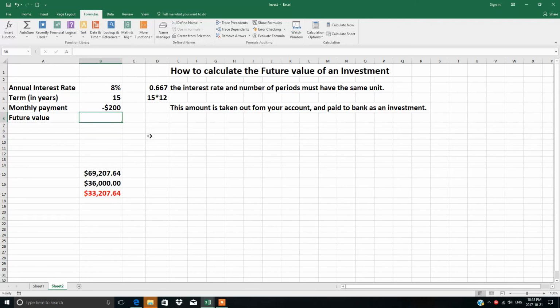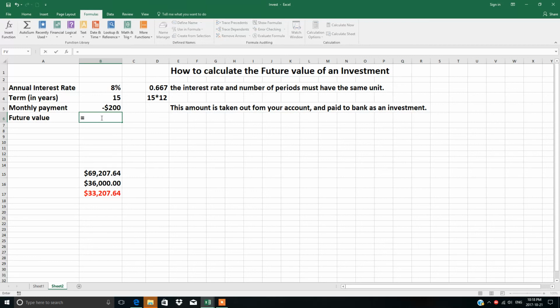I have another example. Suppose this time your bank agrees to give you 8%, and this time you are saving $200 per month for the next 15 years, and then you have to calculate the future value. So the first thing is, first we have to convert the interest rate and the number of periods into the same unit, like 0.667%. This is monthly, but here I will show you another method.